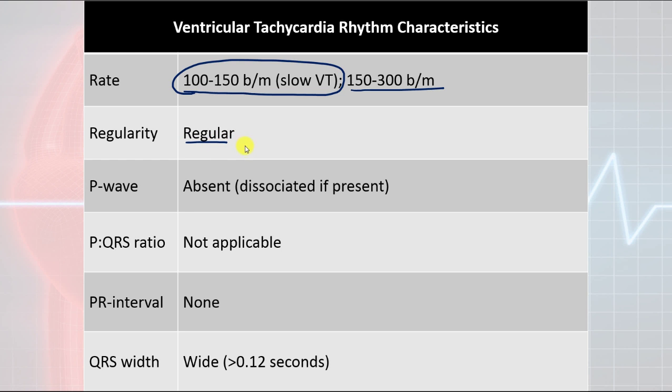Usually it's very regular. P waves will usually be absent. Since they're absent, there's no P to QRS ratio, and because there's no P wave, there's not going to be any PR interval as well. VTachs are going to be ventricular in nature, so they're always going to be wide.